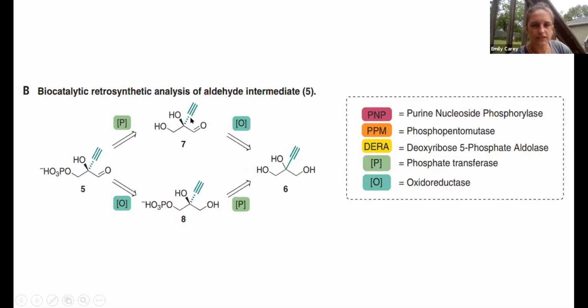It was important in this that they get the correct stereochemistry for this hydroxyl group and alkyne group. They didn't really know which one was best, but this is the pathway that they did more often in the research, was 6 to 7 to 5.